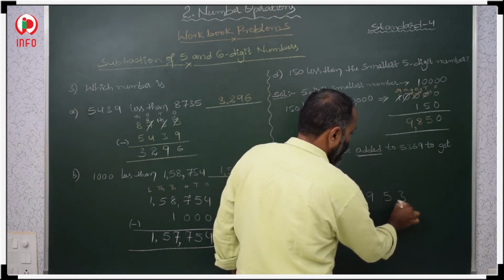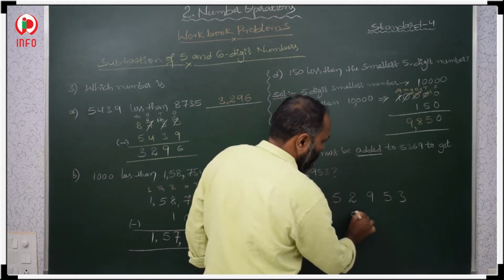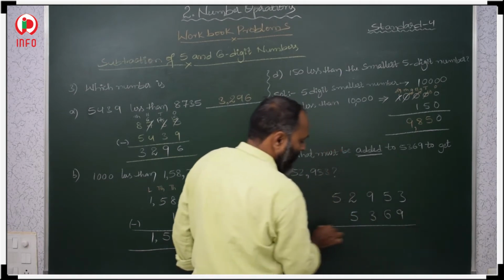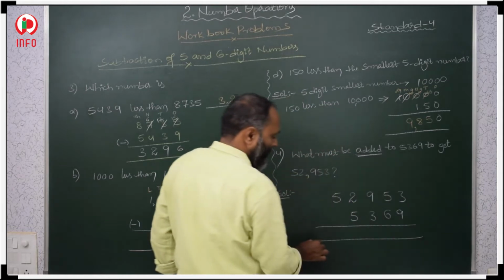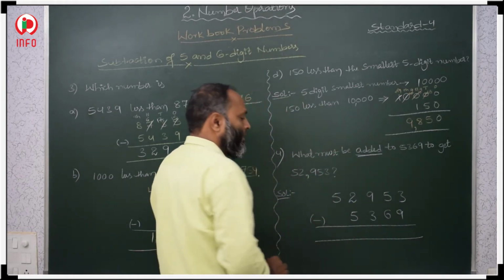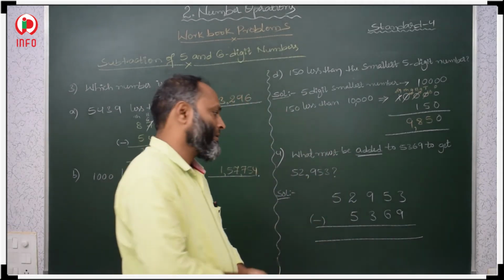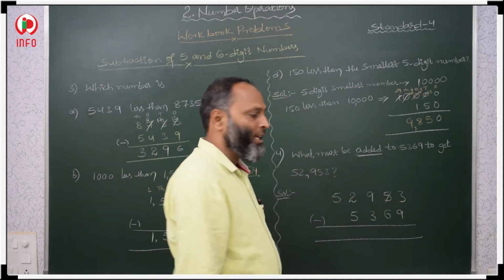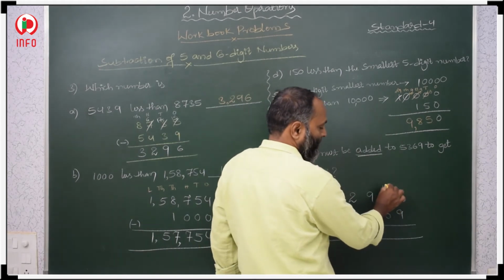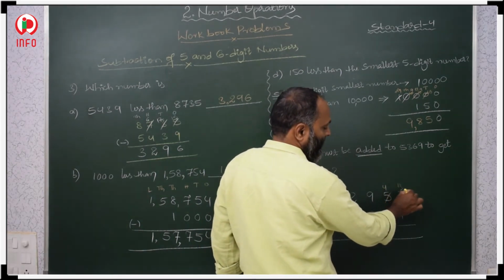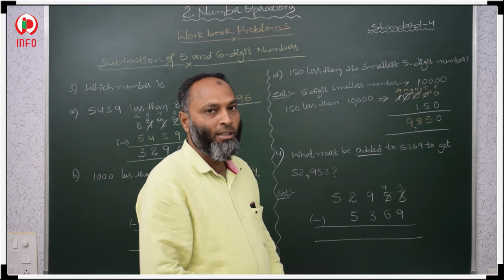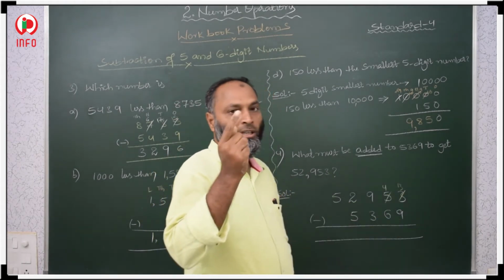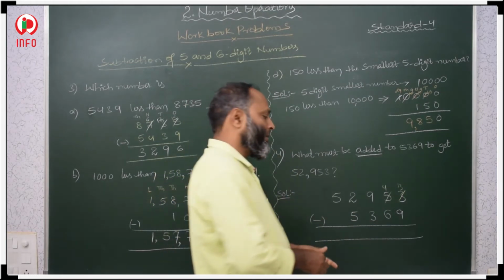52,953. Then 5,369. Then what we have to do? Minus. Then you take borrow from here. Why? Because here the top number is less. Take borrow here. 4 we will get. Here 10 plus 3, 13 we will get. 13 minus 9 means from 9 to 13 count: 10, 11, 12, 13. It is 4.